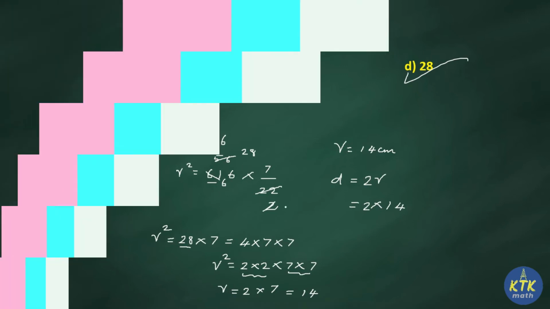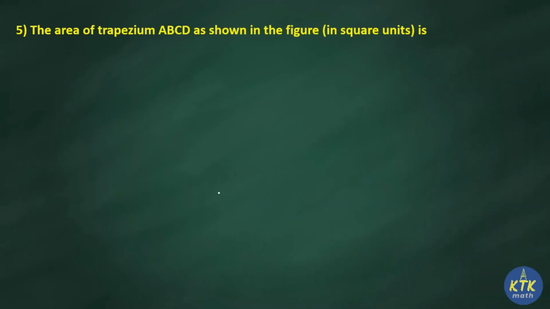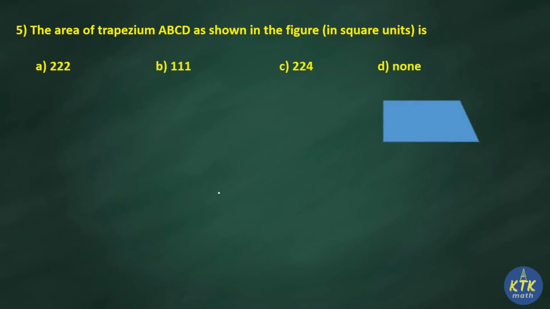Okay, we'll go to the next question now. Next question: the area of trapezium ABCD as shown in the figure. It's a diagram based question again. A trapezium ABCD, four vertices are given there. BC is a slanting height. Slanting height BC is 13, and AB is one parallel side with 16. DC is another parallel side, 21. So the parallel sides are given and the slanting height is given.